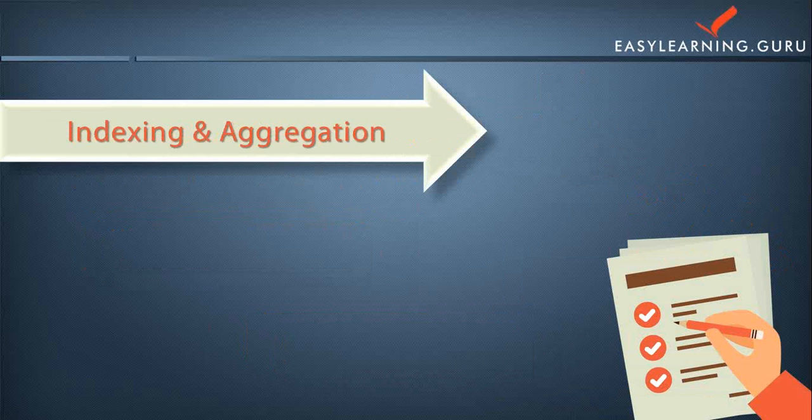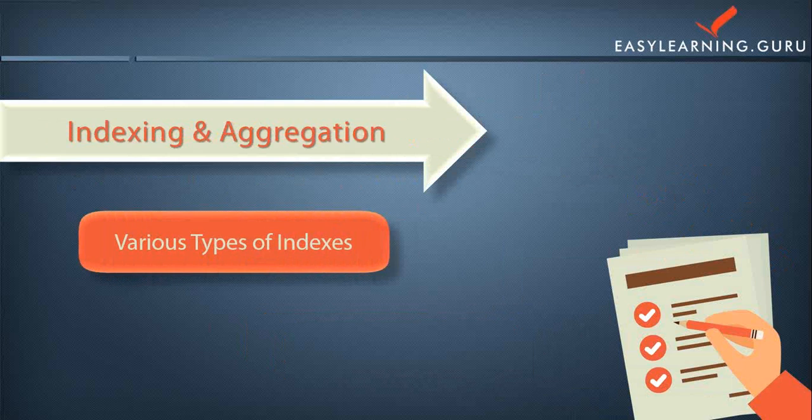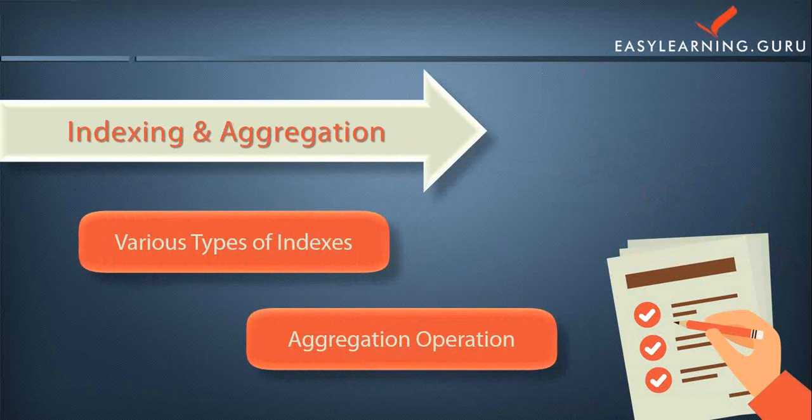In the next module, we'll see the operations which are responsible for designing the applications in MongoDB, such as indexing and aggregation. Here, we'll cover the various types of indexes that are available in MongoDB, and we'll see their implementation in the Mongo shell in the hands-on session. Then, we'll see the aggregation operations that implement the MapReduce technique.